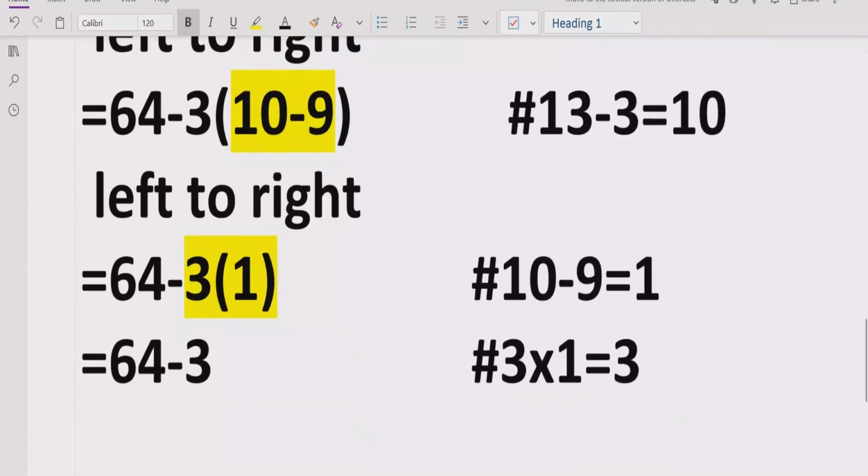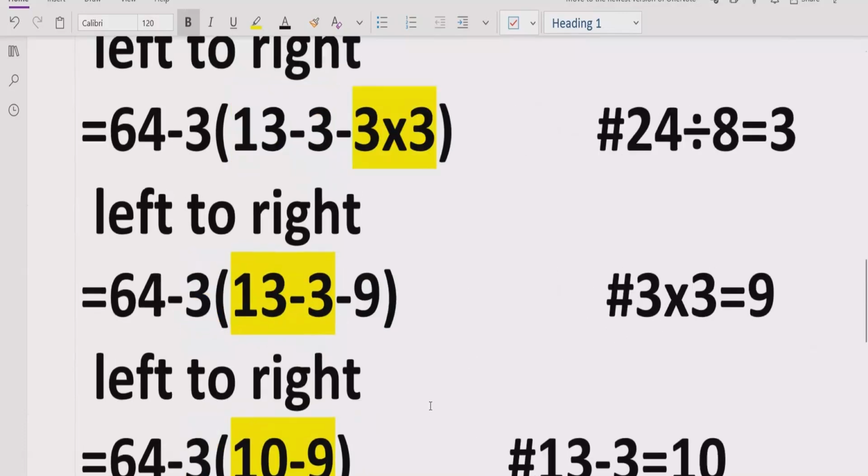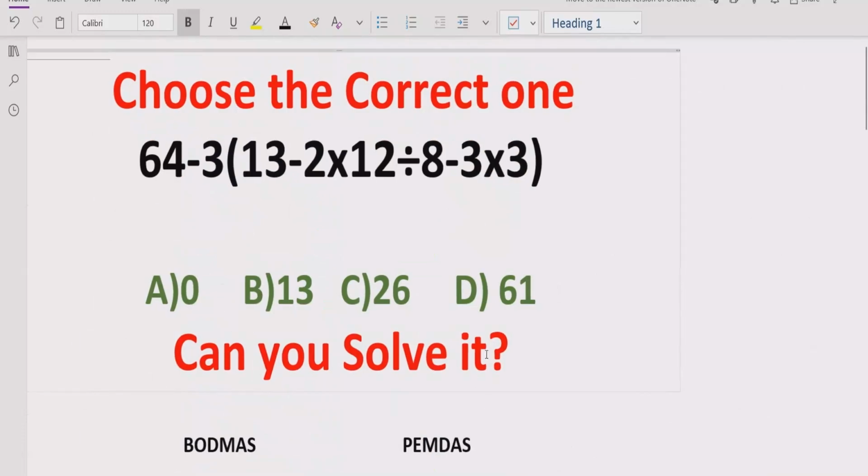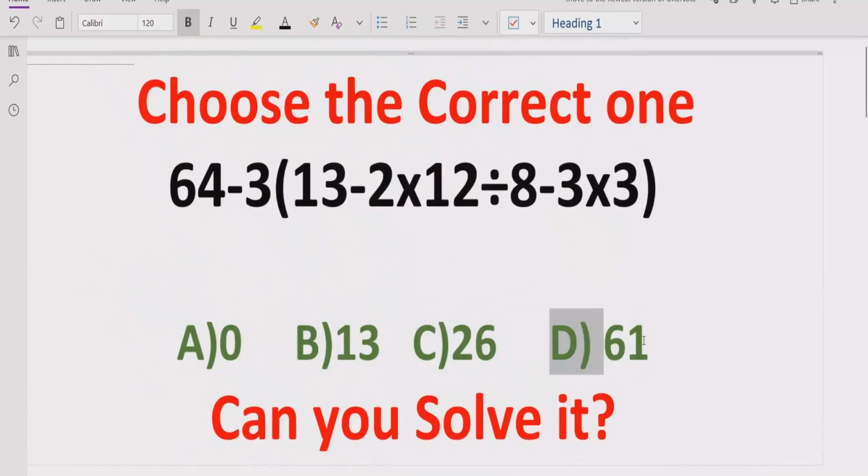Now we have two terms which are subtracting each other. So we will subtract both of them and the answer is 61. So the answer of the given expression is 61. If you see the answer list, answer D is the correct answer of this expression. So I hope you understand how you can solve the given expression using the PEMDAS and BODMAS method and find out the correct answer.